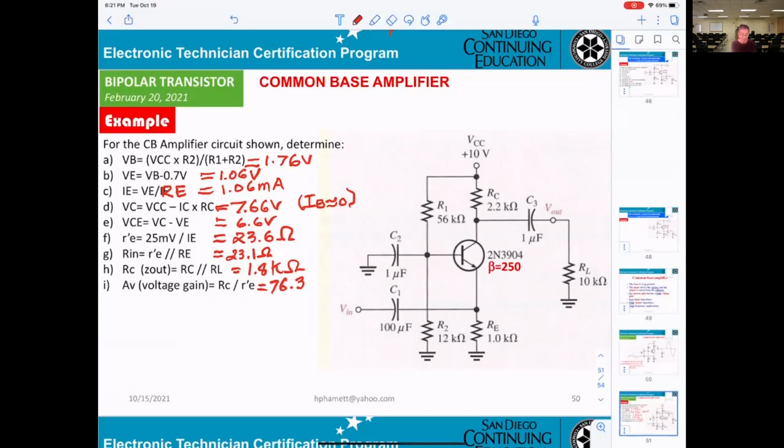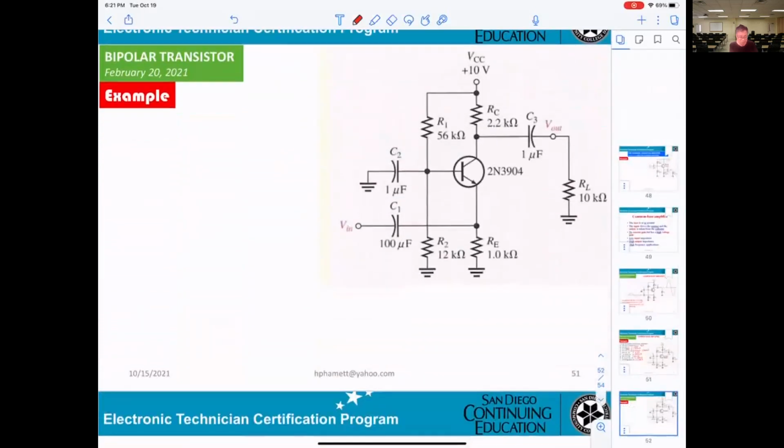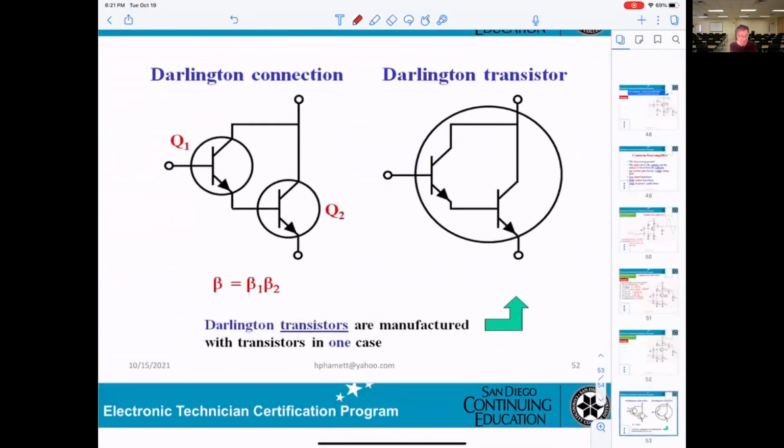Okay, that's a complete calculation for the common base. Any questions? Nope. No. Okay. Now, next one.